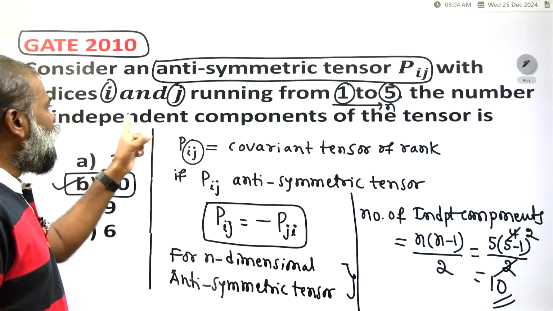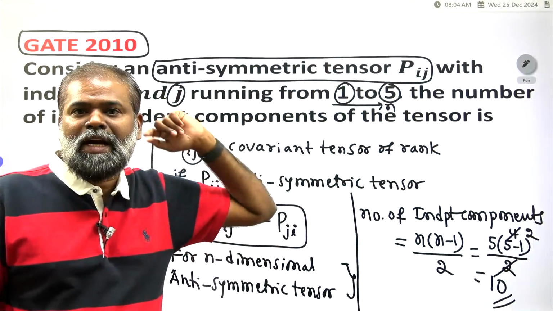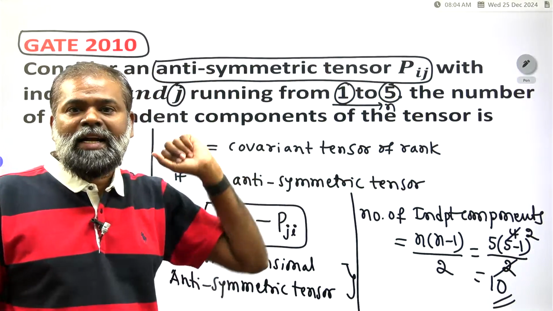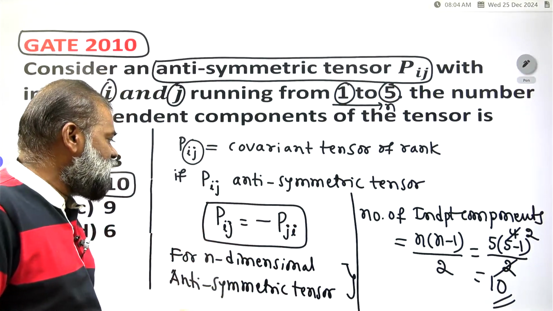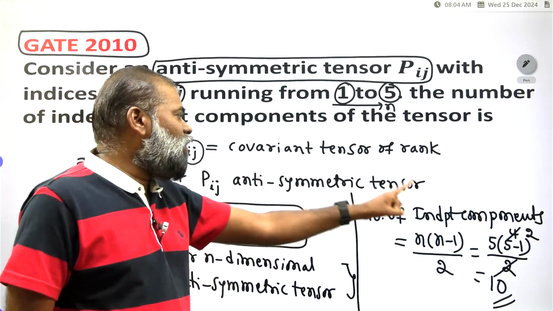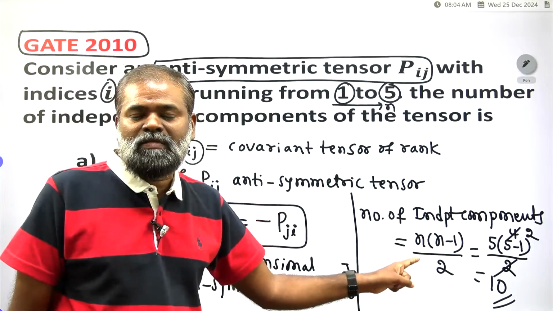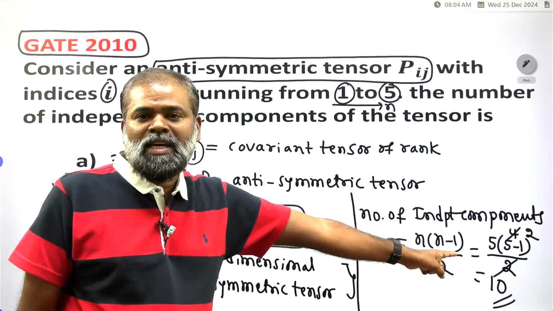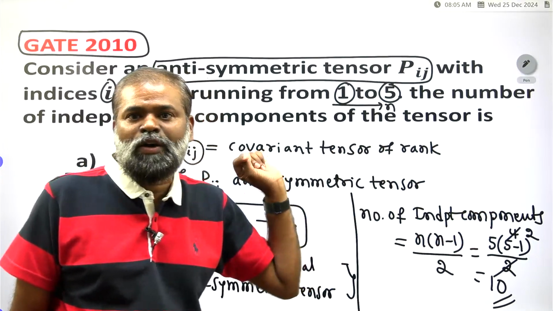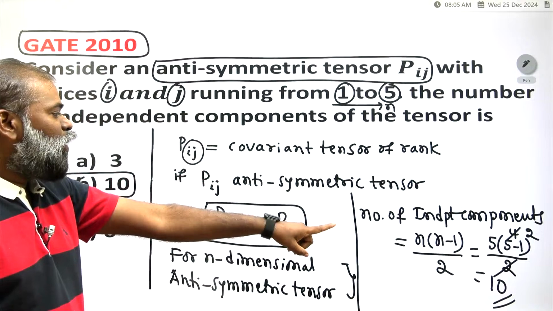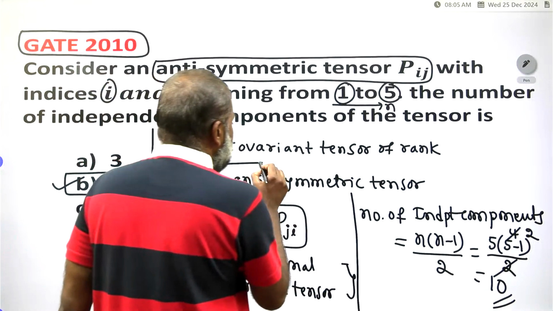The number of independent components of the anti-symmetric tensor: for an n-dimensional anti-symmetric tensor, the number of independent components is equal to n into n minus 1 divided by 2. With n equal to 5, 5 into 5 minus 1 divided by 2, if you simplify, you get 10. This is the result for the anti-symmetric tensor.